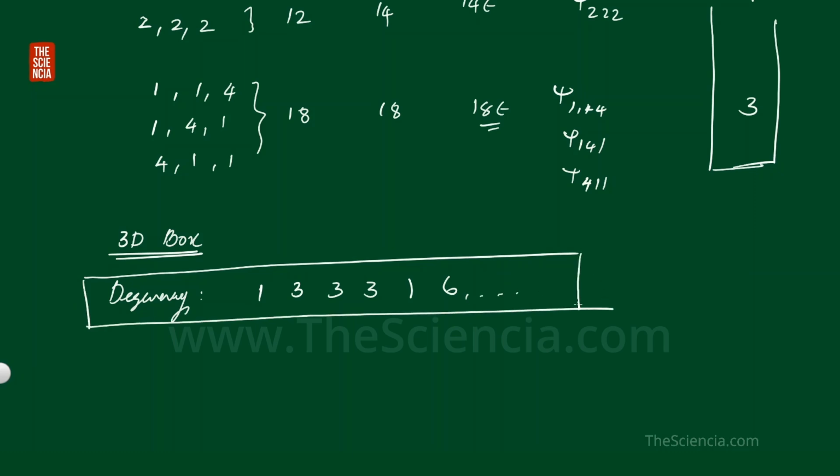Please remember these values because this is very important. We need this information to solve some problems. So these are very important. So remember the degeneracy of a particle in a 2D box and the degeneracy of a particle in a 3D box, and their wave functions and their energies.